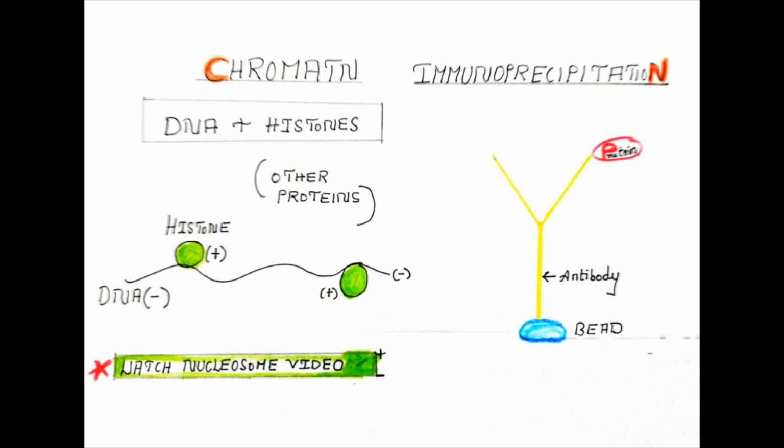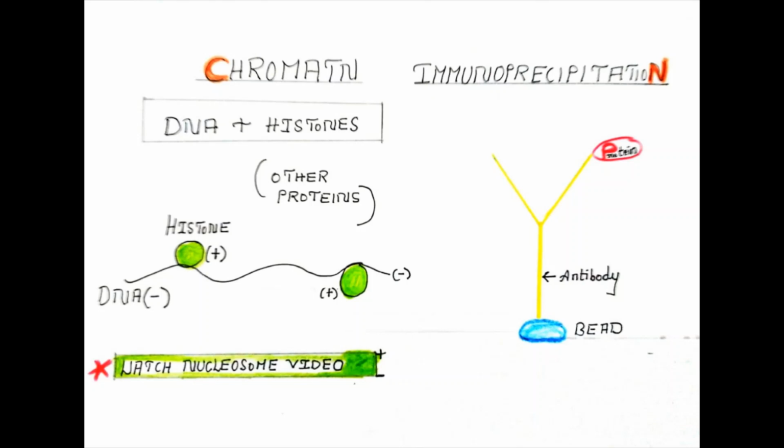The word chromatin. What is chromatin? Chromatin is nothing but DNA and proteins. DNA plus histones and other proteins. If you observe, the black colored DNA and green colored histone: histone is positive and DNA is negative. To understand binding between histone and DNA, please watch the nucleosome video.